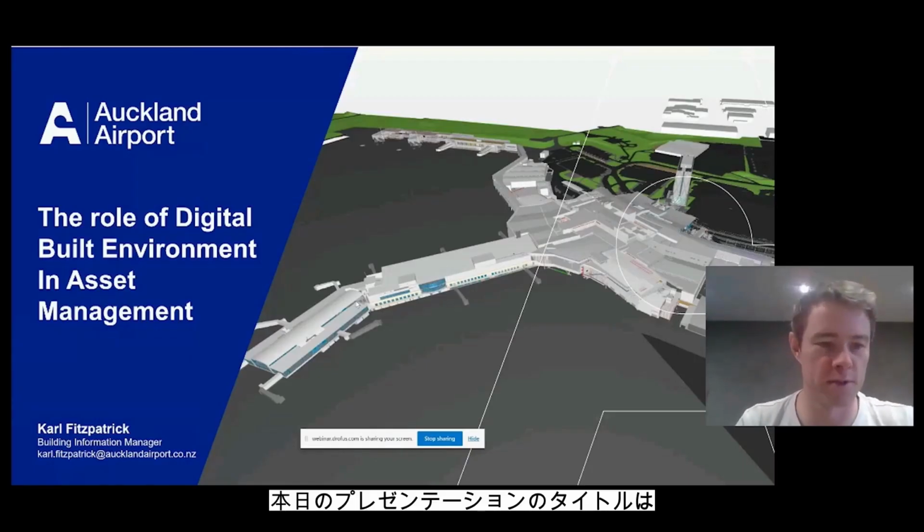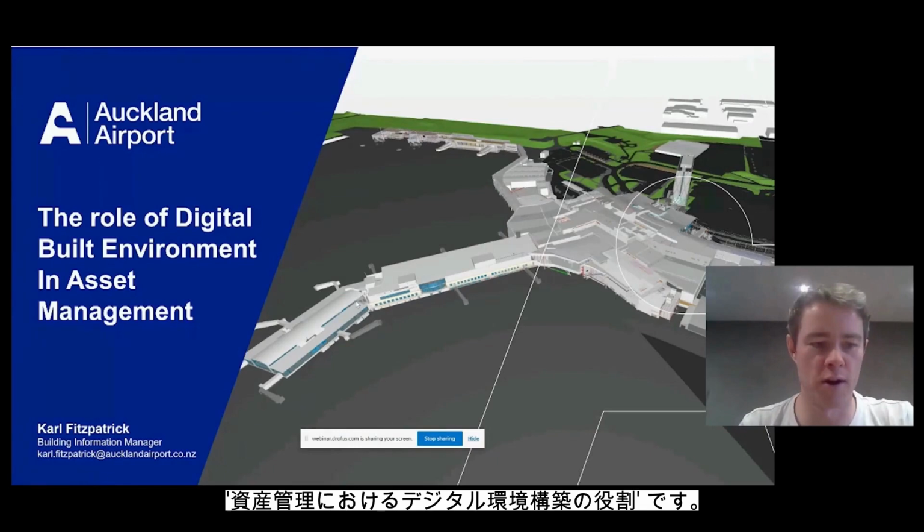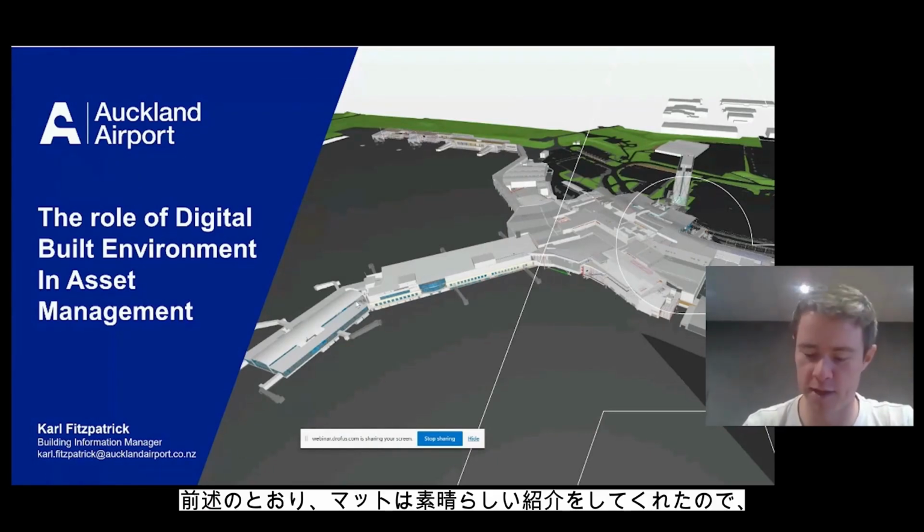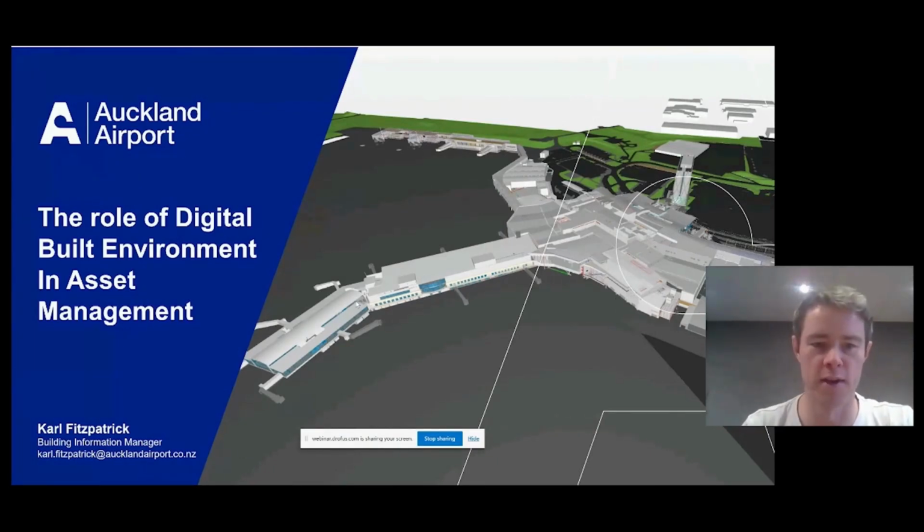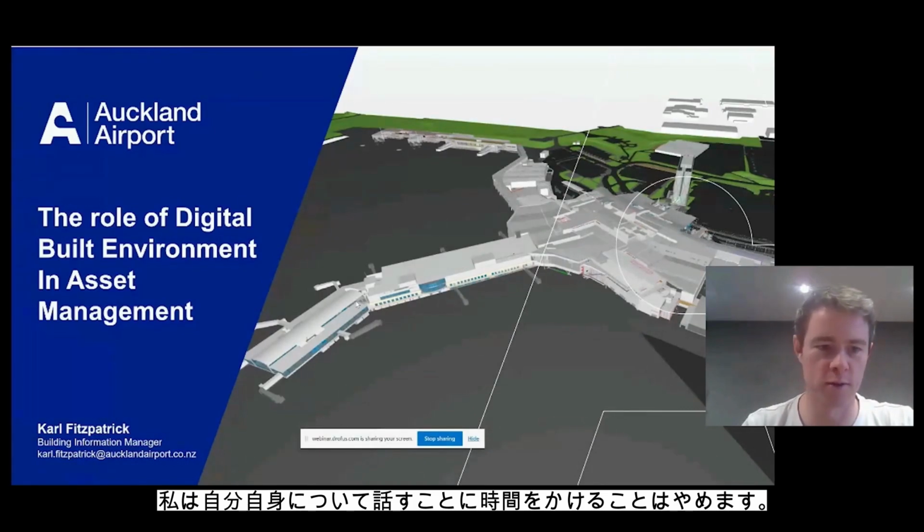Yes, so the title of today's presentation is the role of digital built environment in asset management. And as I said, Matt's done a fine introduction, so I won't waste any time going into talking about myself.